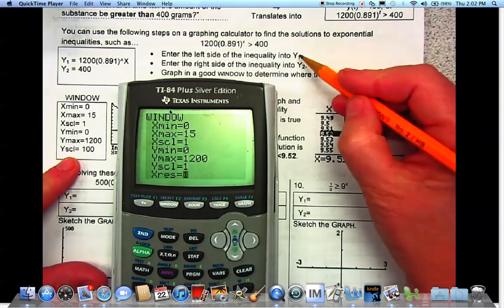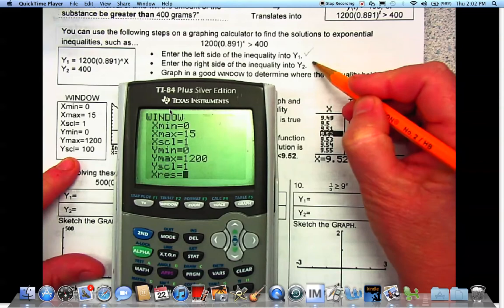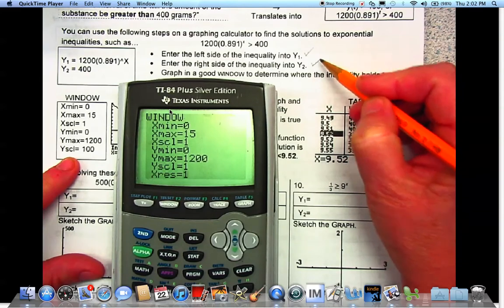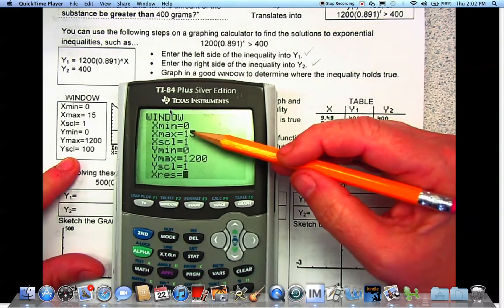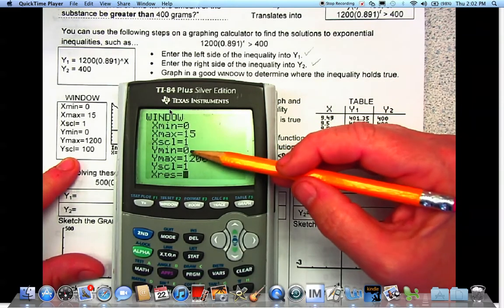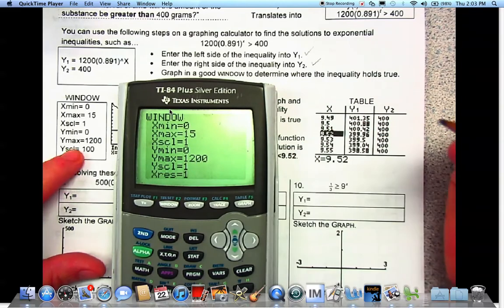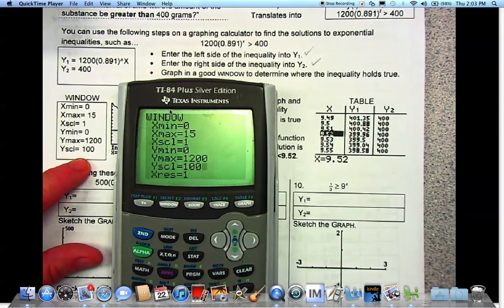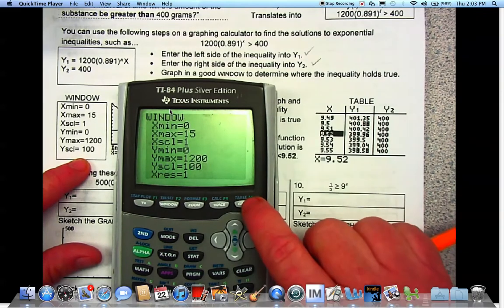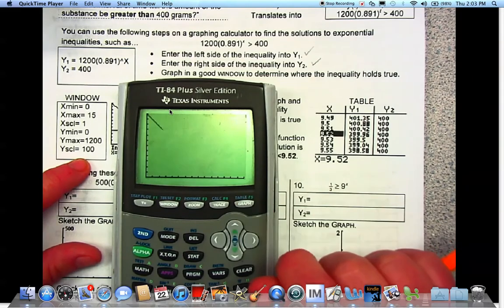Okay, so we just did these things. We entered the left side of the inequality in y1, we entered the right side in y2, and then we got a good window. Y'all have your window at 0, 15, 0, 1200. The last one has to be 100. We can go ahead and change it to that. Let's see what happens. Then we push graph.